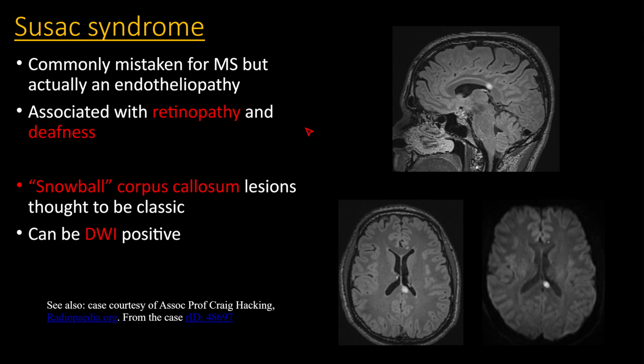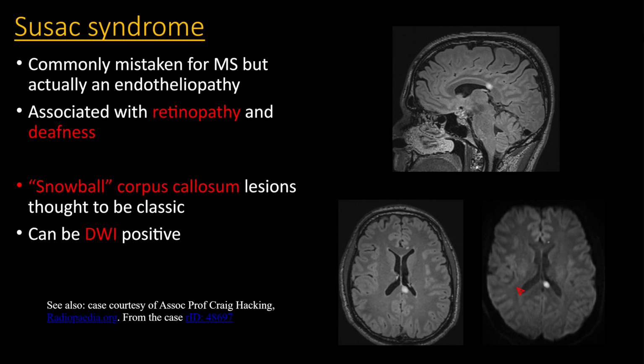And then, as far as imaging appearance, some of the characteristic findings are going to be these snowball corpus callosum lesions, thought to be pretty classic. These snowball corpus callosum lesions, just shown here in this simulated case, are going to be these swollen, beefy lesions in the corpus callosum. They're going to be pretty homogeneous, and DWI positivity is another hallmark of the lesions in Susac syndrome. Again, it's an endotheliopathy, so it makes sense that they will be DWI positive, as shown in this simulated case here with the DWI being positive.